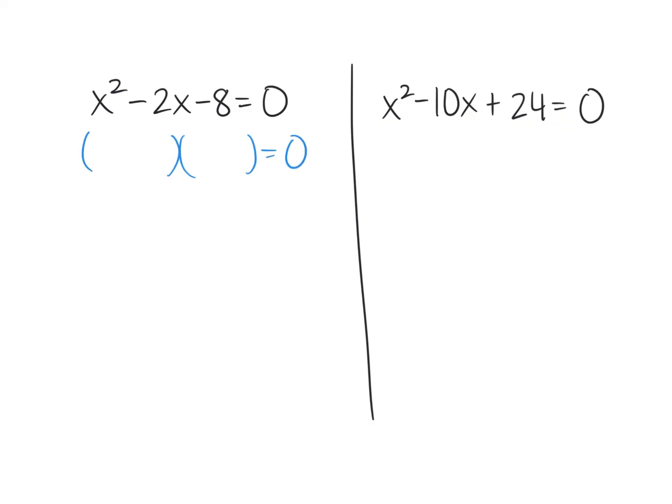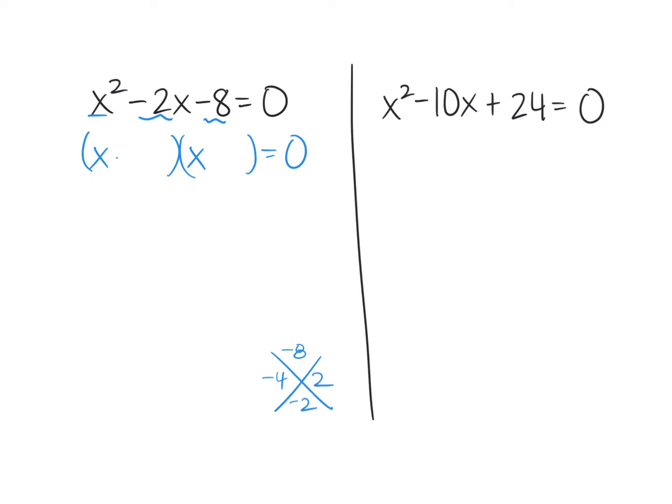Okay, so again, if there's no coefficient, it's a little bit easier to factor. It's going to be x and x. And then what times what is negative 8, but when you add, you get negative 2? So if you need to make a little thing, you can put negative 8 and negative 2 down here. That looks like it would be a negative 4 times 2.